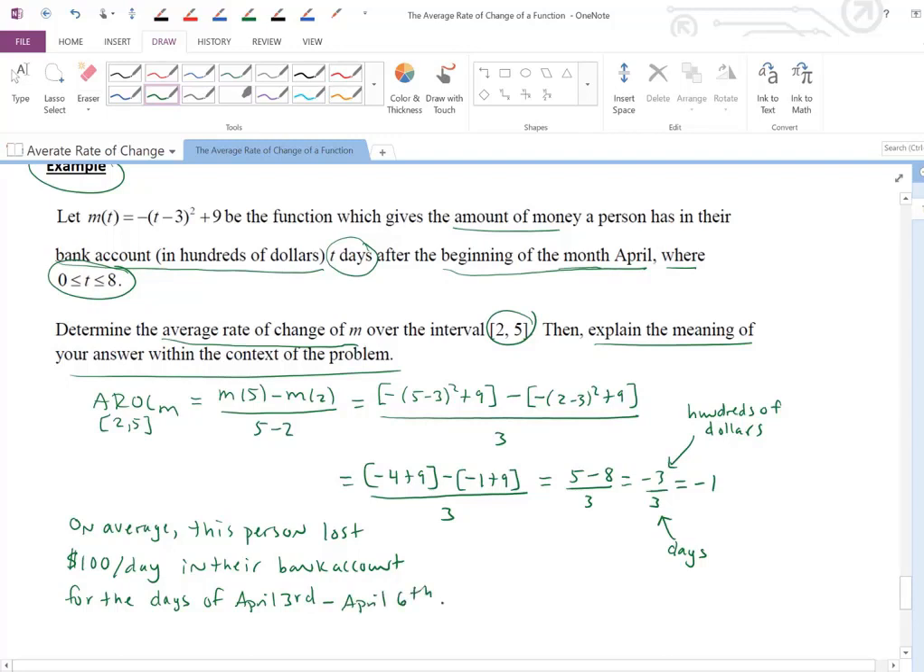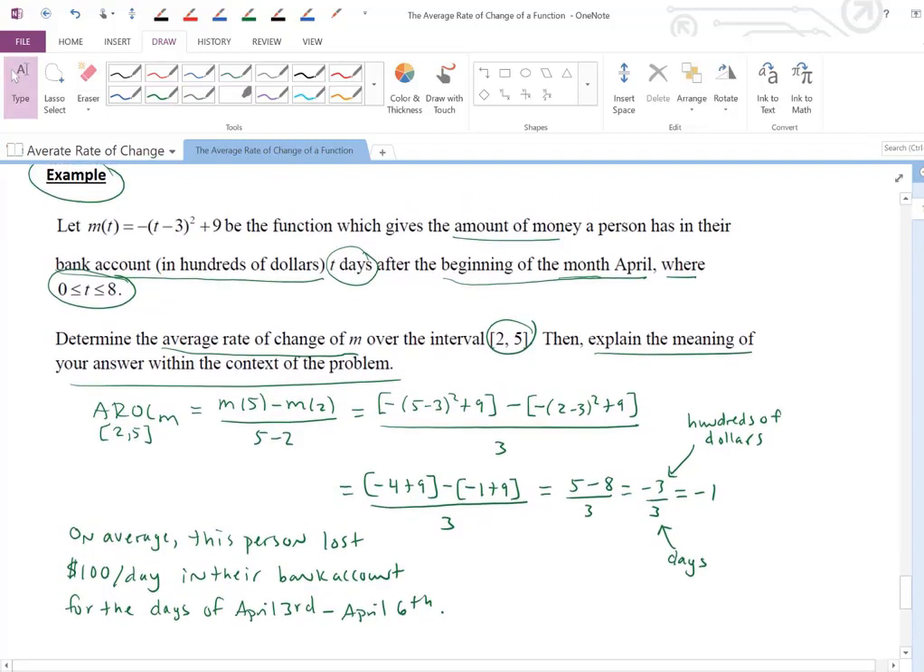So they might have been spending more money than they were bringing in, or they didn't get paid or something, and on average, they were spending $100 a day out of that bank account. Maybe one day they spent $300. Maybe one day they spent $0. But on average, they were spending $100 a day from that bank account. So you can see, it can help us talk about things in the real world too.